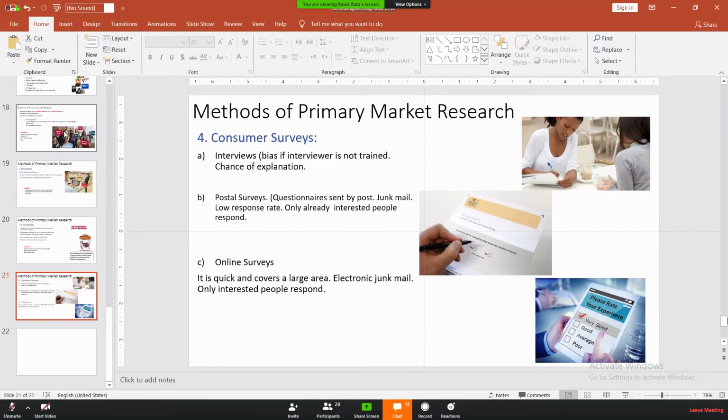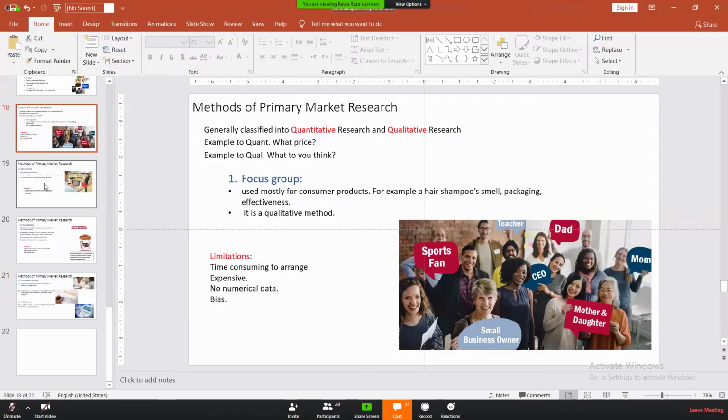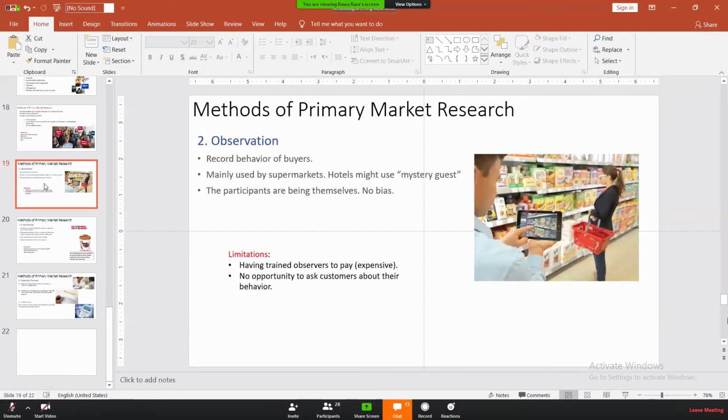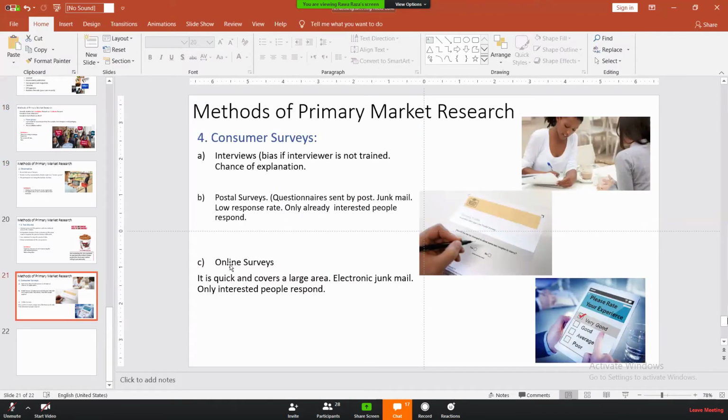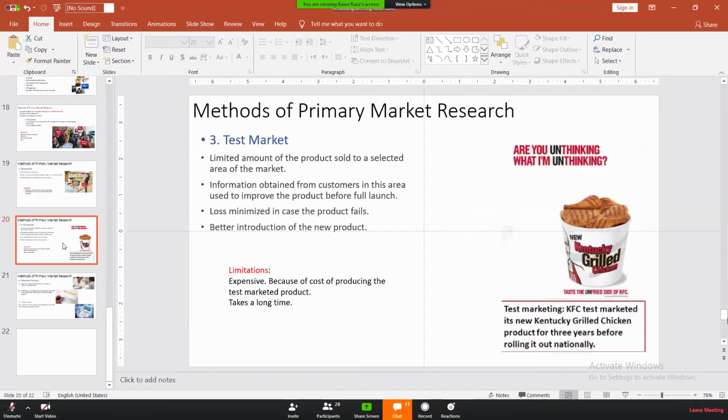Okay? Which one, again, do you choose depends on the service that you provide and what the business is. Supermarkets, parking lots, and so on, maybe observation might be a good idea. For consumer goods, like a shampoo, like anything else, like clothes, maybe focus group would be a better idea.